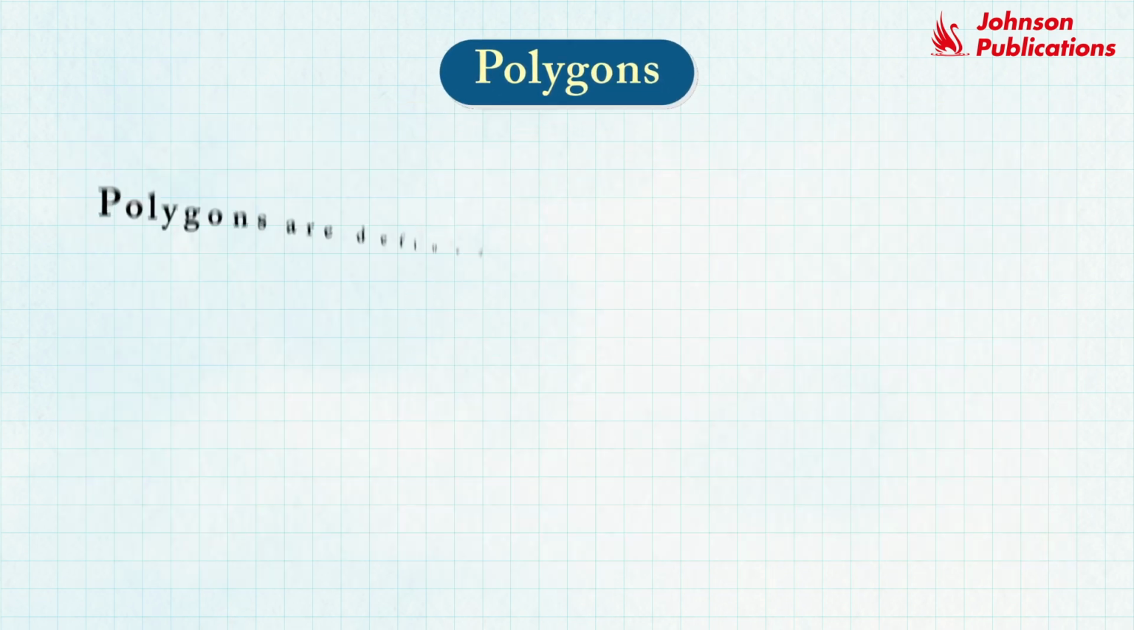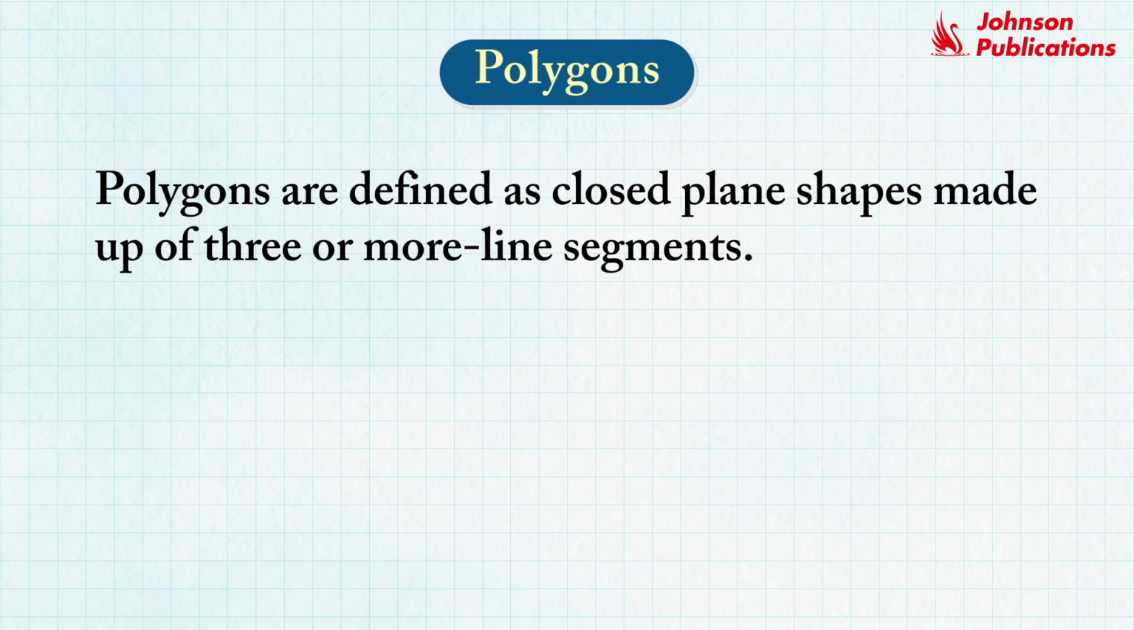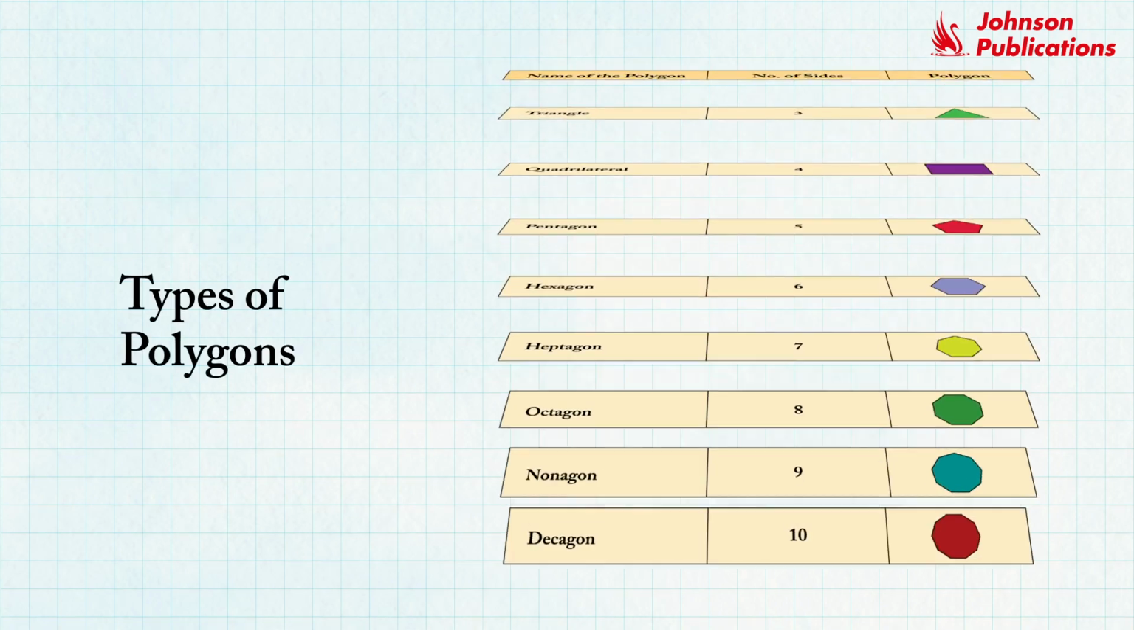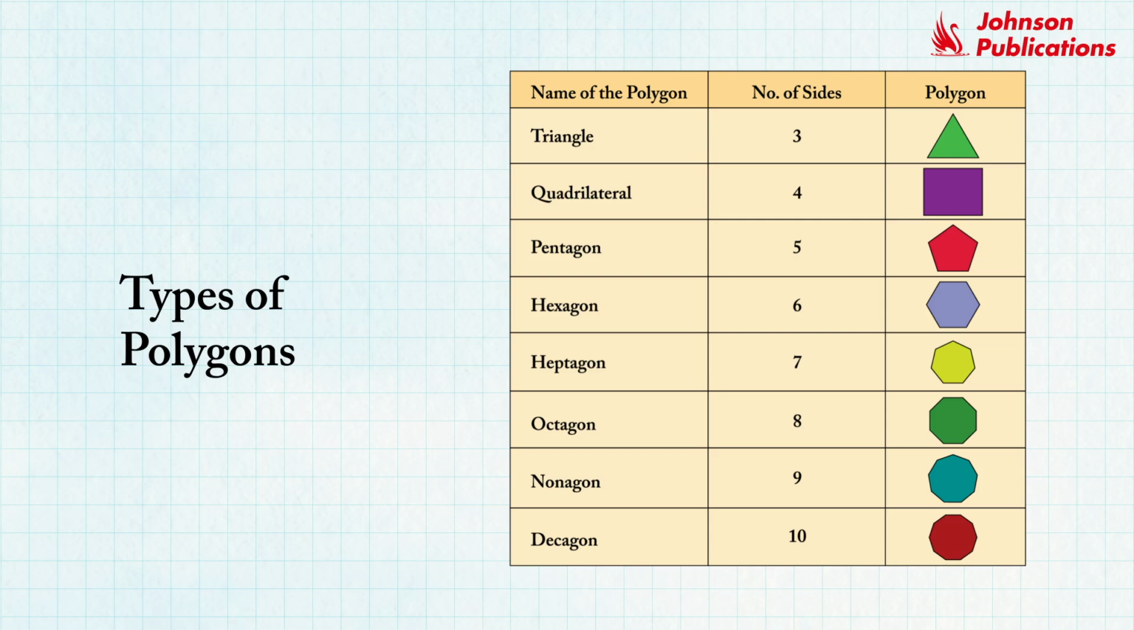Polygons. Polygons are defined as closed plane shapes made up of 3 or more line segments. There are different types of polygons. Let's understand them one by one. A triangle has 3 sides. A quadrilateral has 4 sides. A pentagon has 5 sides.